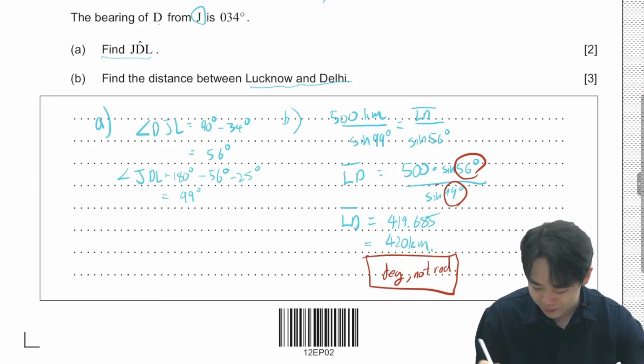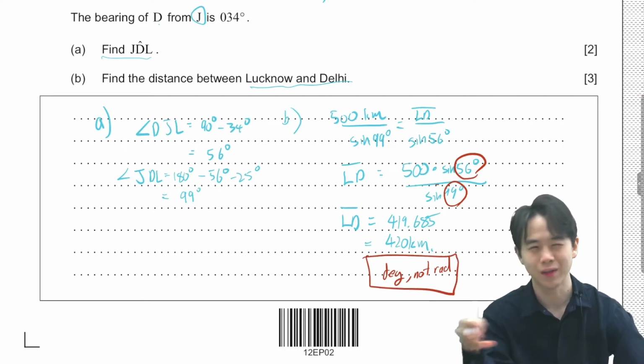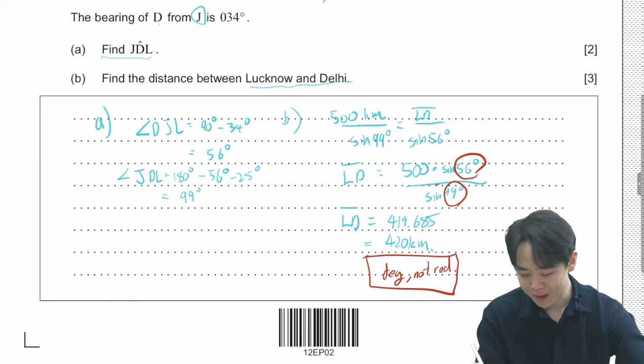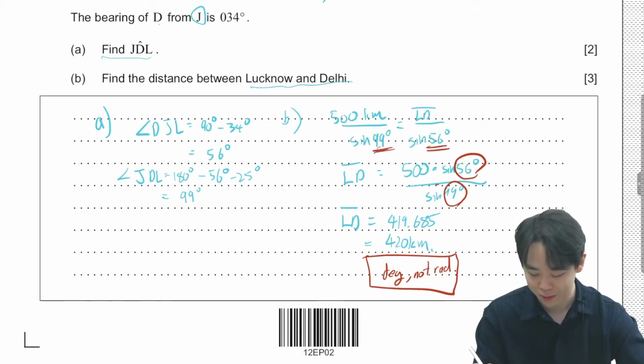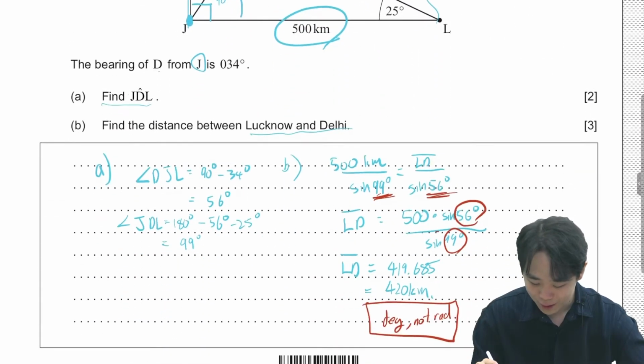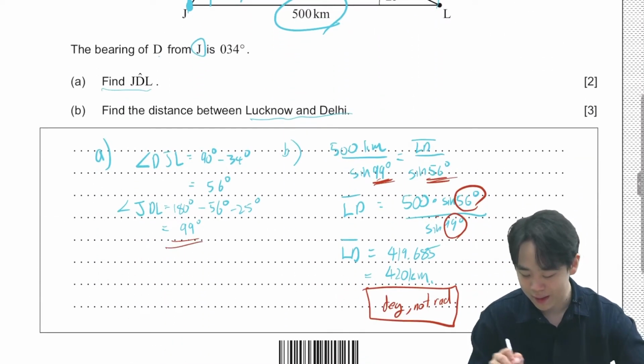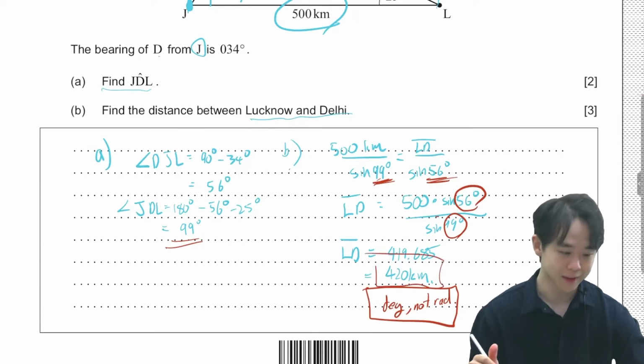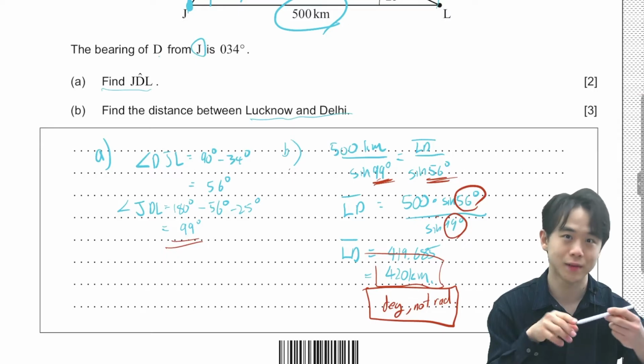So a lot of the time students ask, when do we use degrees, and when do we use radians? So when the question explicitly states quantities that are in degrees, we use degrees. Everything else we use radians. Okay, so we'll look at that again later, but for this case it's definitely a degree problem. So A, JDL is 99 degrees, B, the length is 420 kilometers. Okay, so that's number 1. Let's move on to number 2.